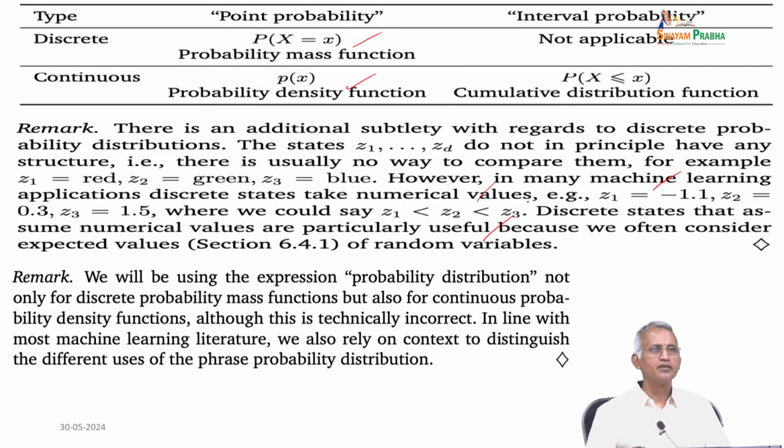Note that we will be using the expression probability distribution not only for the discrete probability mass function, but also for the continuous probability density function. Technically, it is incorrect. In line with most machine learning literature, we also rely on context to distinguish the different types of the phrase probability distribution.